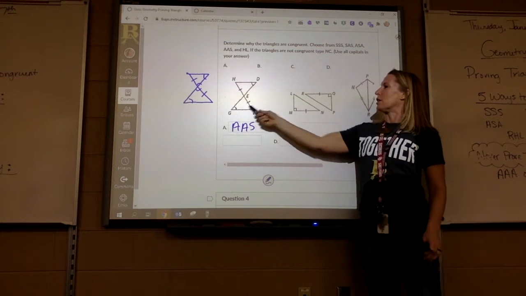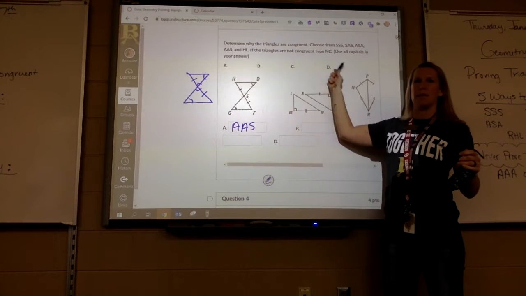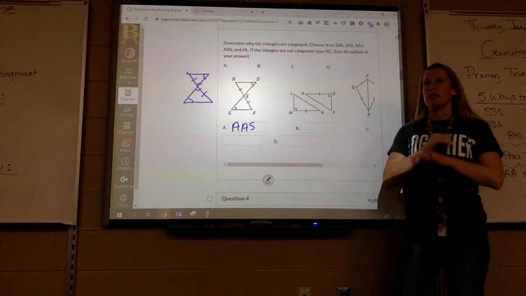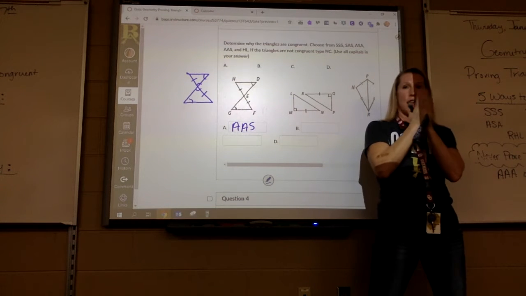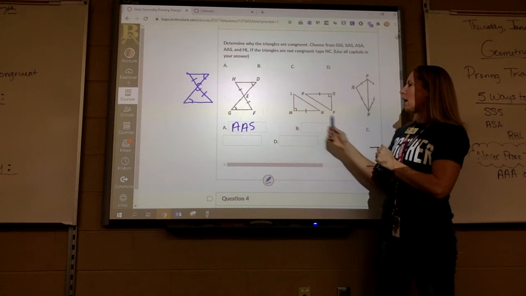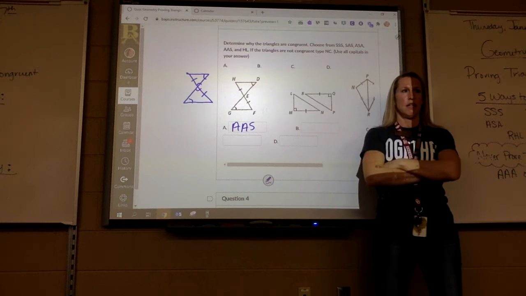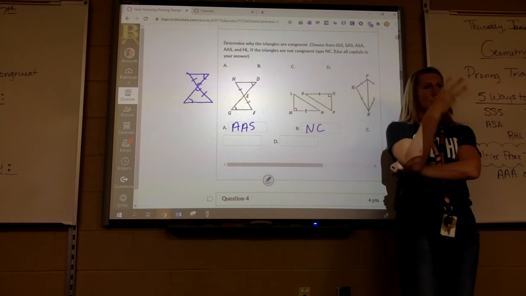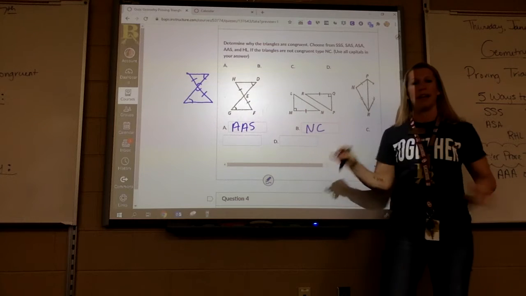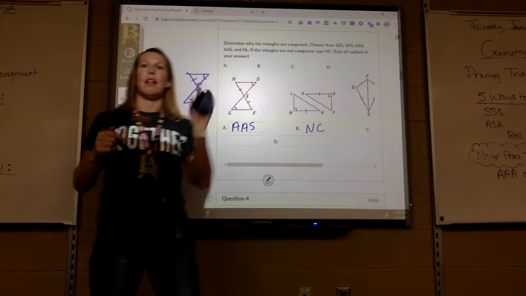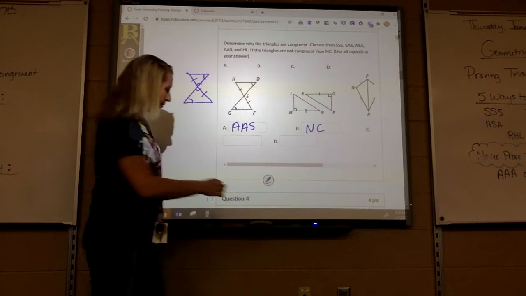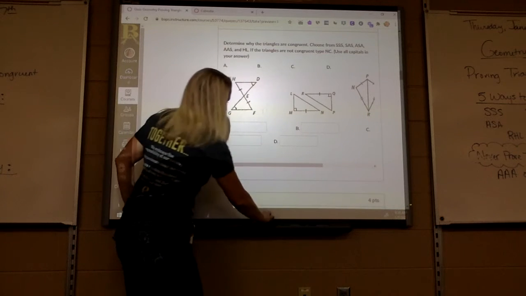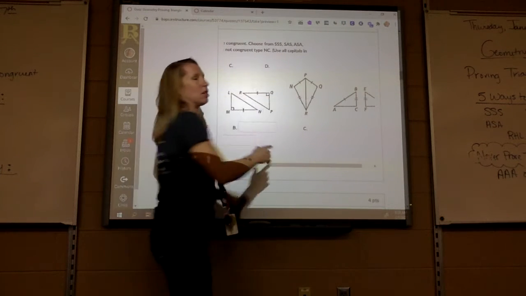Now, the second set of triangles is B. It goes A, B, C, and then D. So this is B. There's nothing you can mark. The triangles are not smushed together, and there are no vertical angles. All I have is a right angle and a side. Not congruent. In C, you have to have at least 3 things. That only has 2 things, and I can't just randomly mark something unless they're vertical angles or they share a side. So A is angle, angle, side. B is NC.